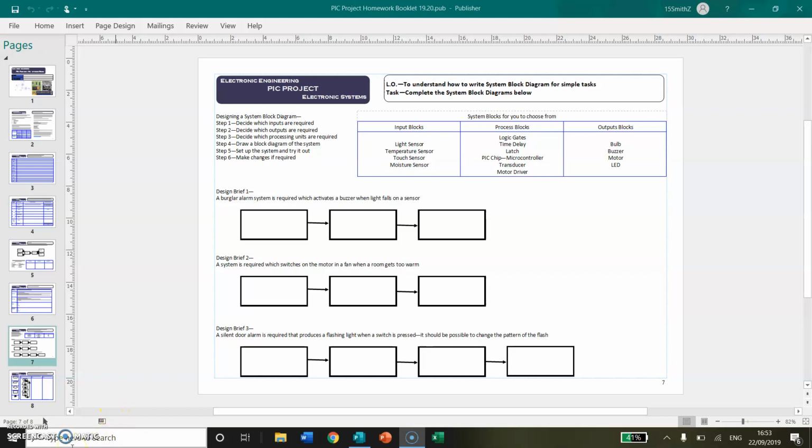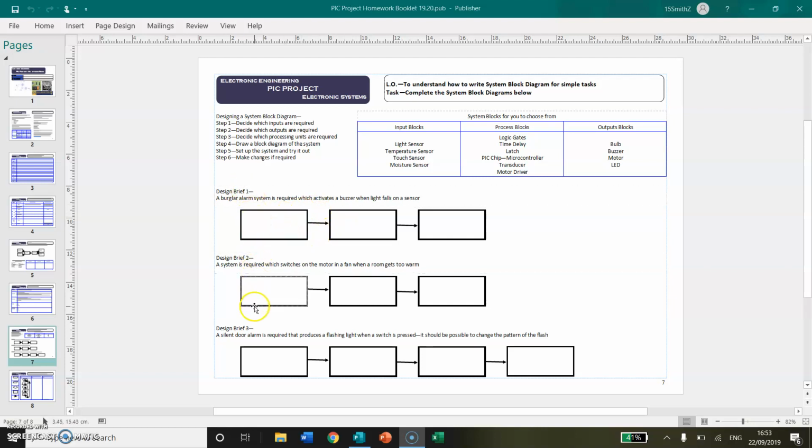So producing a system block diagram isn't an immensely complicated task at this level. You've got a set of stages you need to go through. Step 1, decide your inputs. Step 2, decide your outputs. Step 3, decide which processing units. Draw the diagram and then set everything out in the right order. Double check that it's correct.